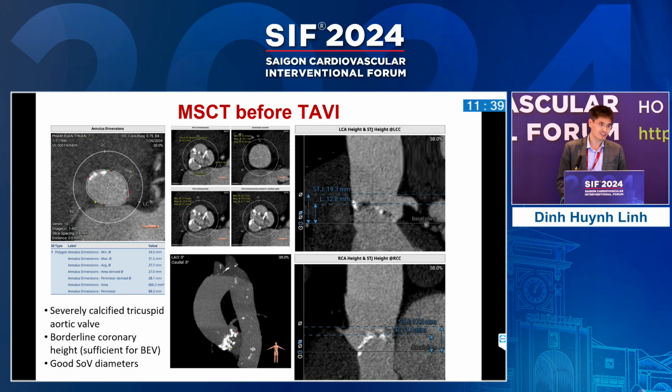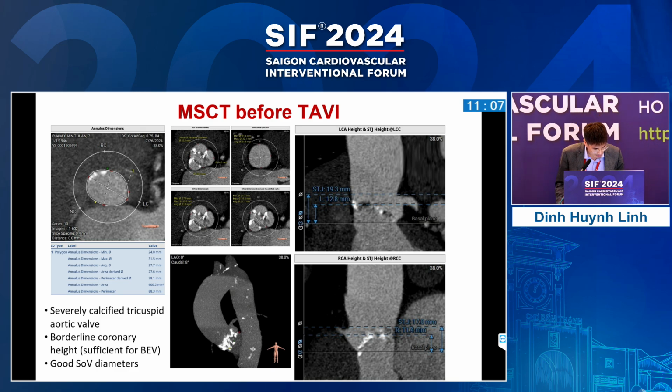Eric, I know that the screen is a little bit small for you, but you can see it is clearly a tricuspid aortic valve. You can see the very severe calcium in the annulus, but the SOV is quite good. The minimum diameter of the SOV is 32 and the maximum is 35. I think it is sufficient, large enough.